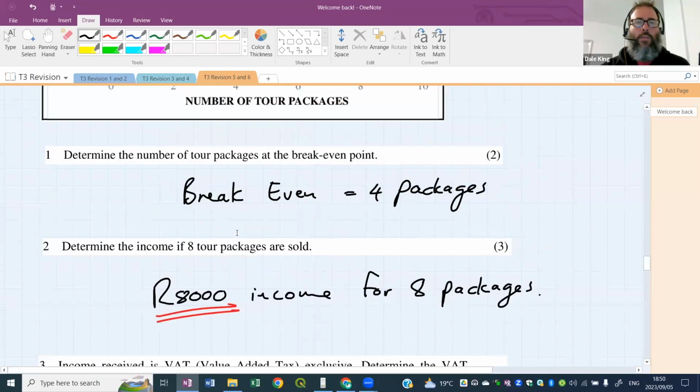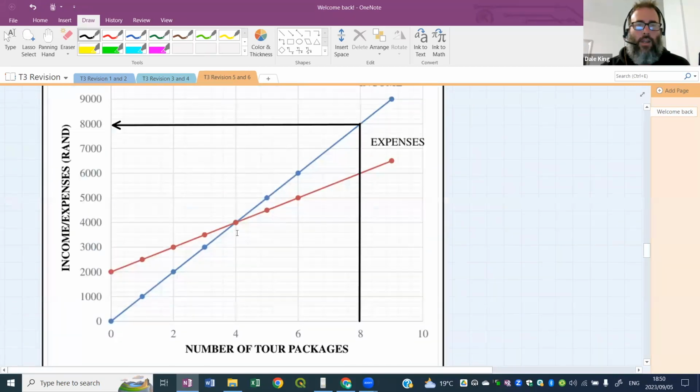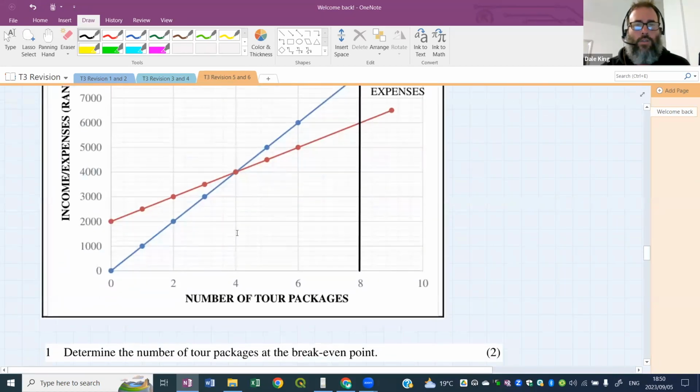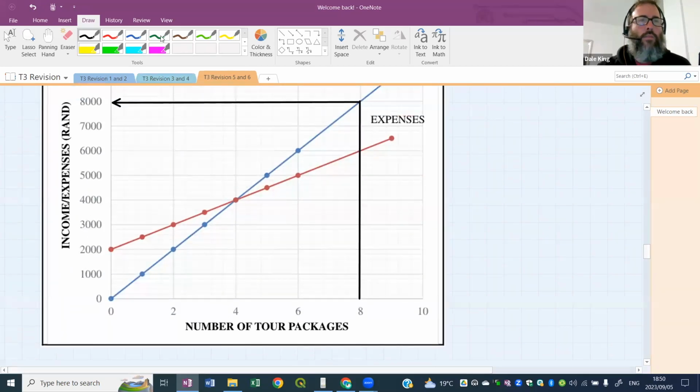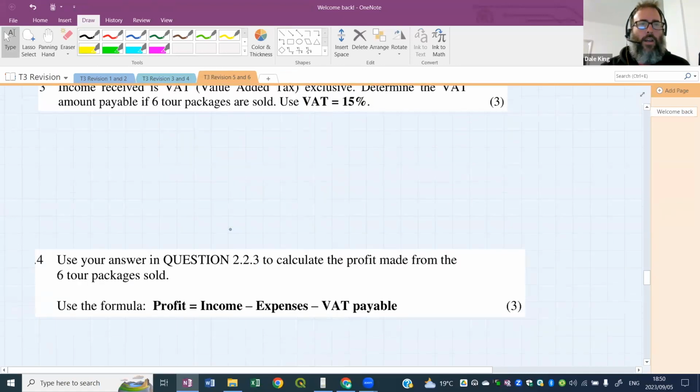All right, let's work out how many 6-12 packages are. And this is for income. So again, we're going to use the graph. Stay with me, Ben. Just help me and check that I read this off correctly. 6 tour packages. I'm going to go down from here up to the blue line because they want income. VAT is on the income. I go across and it's 6,000 Rand. You with me? Yes. Okay, so I've got 6,000 Rand.